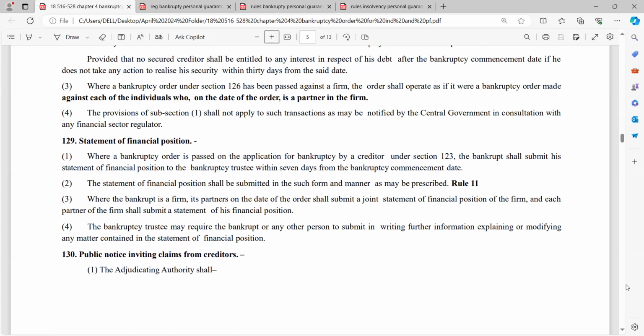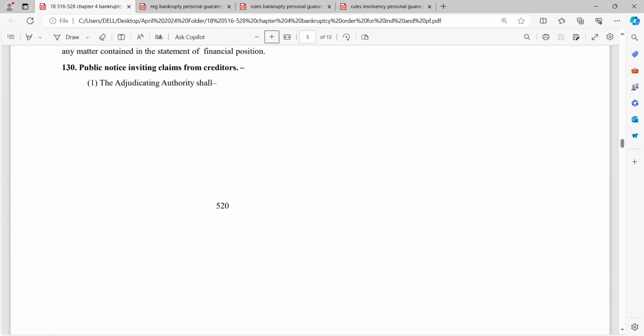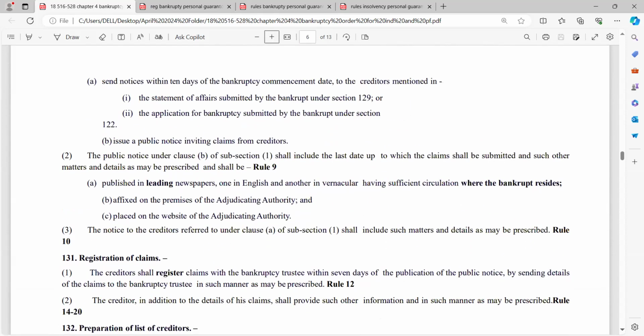Now public notice inviting claims from creditors. 130. The adjudicating authority shall send notices within 10 days of the bankruptcy commencement date to the creditors mentioned in the statement of affairs submitted by the bankrupt under section 129 or the application for bankruptcy submitted by the bankrupt under section 122. Okay. So in 122, he has already attached the statement of affairs, the list has come in it. And here in 129, the statement of affairs has come. Issue a public notice inviting claims from the creditors, within 10 days of the bankruptcy commencement date.